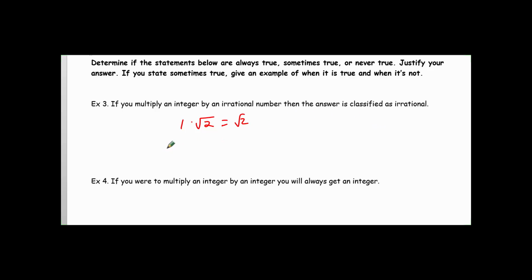Now here's the one that's a little sneaky. 0 is the integer that you have to watch out for a lot. 0 times the square root of 2. That's 0. That's not an irrational number. 0 is very rational. It's nice, whole, neat, no problems. So, is it always true? No. Is it never true? No. So it's sometimes true.